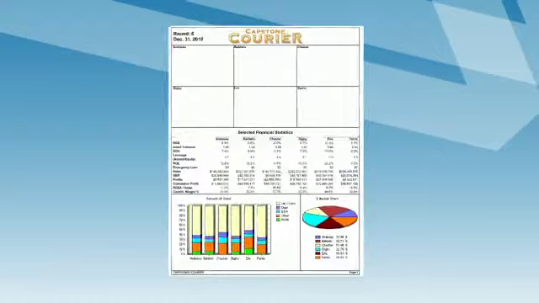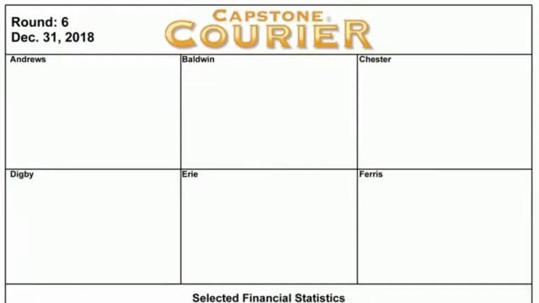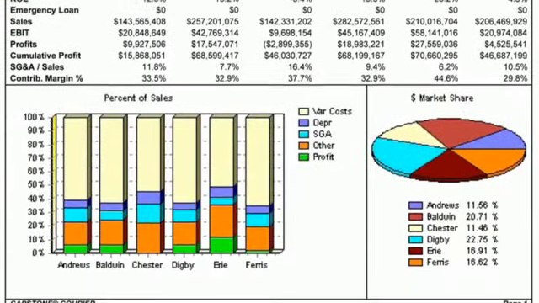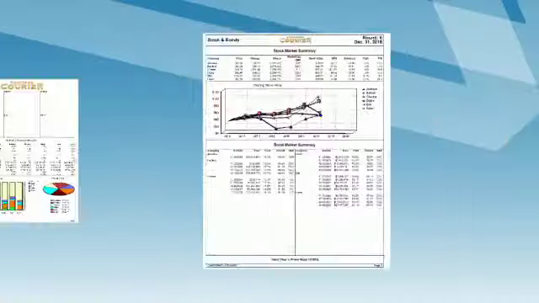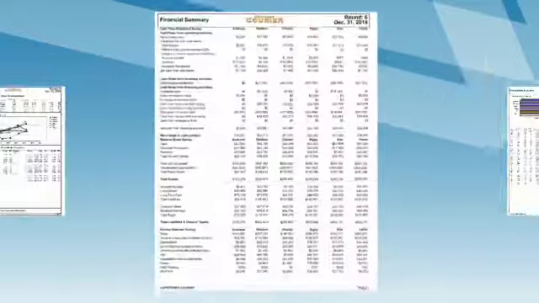At the start, all companies are equal. However, that will change. Selected financial statistics highlight last year's events, including sales and profits right across the industry. The area also displays key financial ratios. The front page tells you what happened. Digging into the report will tell you why.